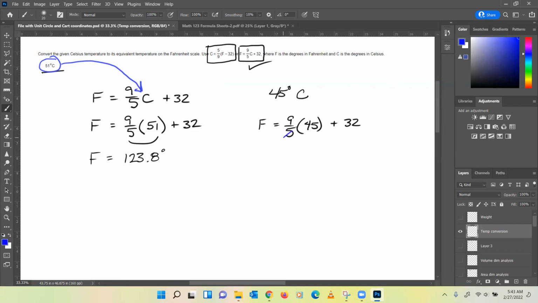So canceling out, 5 goes into 45 9 times. Now I have 9 times 9. Sometimes that's a faster way to do it. It allows me to work in my head. 9 times 9 is 81. And add 32 to that. And we get 1 plus 2 is 3. 8 plus 3 is 11. We get 113 degrees Fahrenheit is 45 degrees. And now that's not steaming, but it is pretty darn warm. So it makes a little bit of sense.